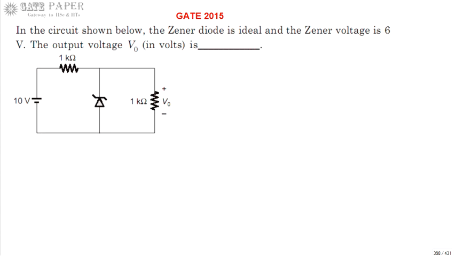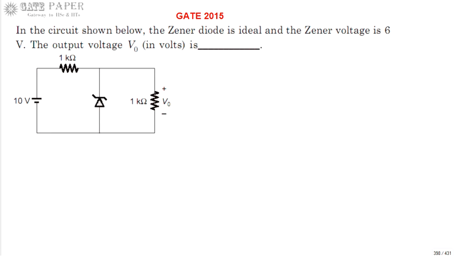Hello, we are discussing the GATE 2015 ECE paper. Look at the circuit diagram. It's a simple Zener voltage regulator circuit. In this circuit, the Zener diode is ideal and the Zener voltage is 6 volts. What can be the output voltage?